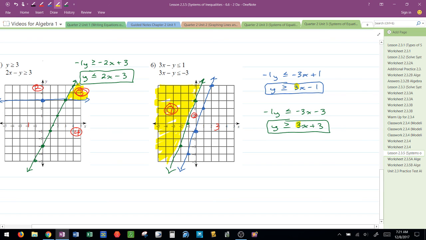And I shade that, and any point that is in this region will satisfy both the first and the second inequality.